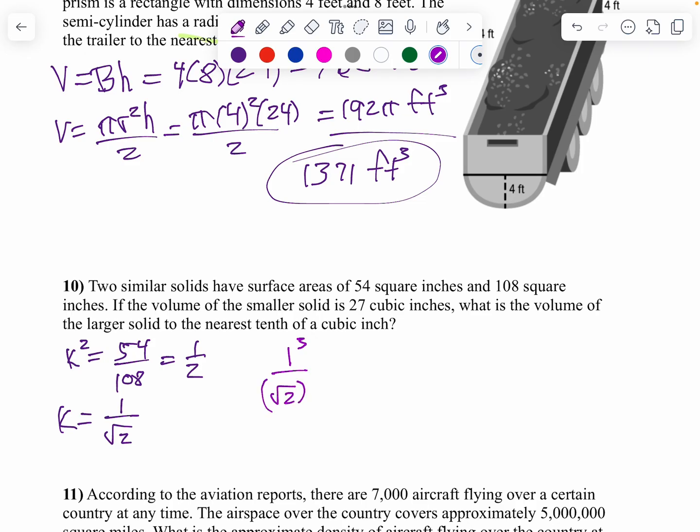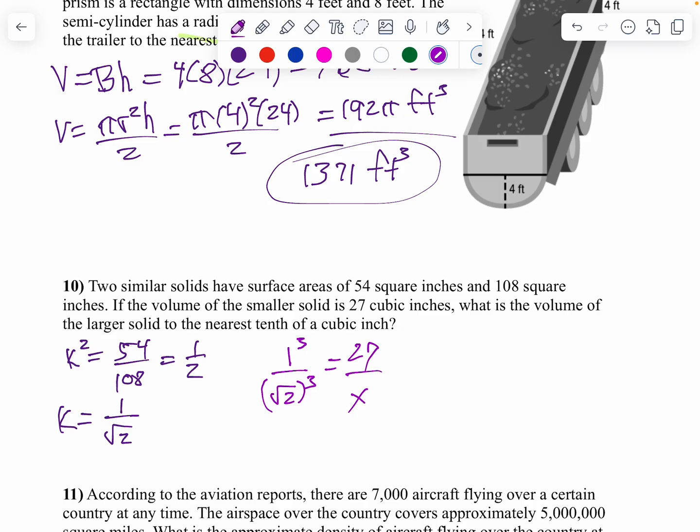I'm going to cube that. And I'm told that the smaller one is 27. So I want to find the volume of my bigger one, really. So I just take 27 times the square root of 2, and I'm going to cube that. And we'll get about 7.